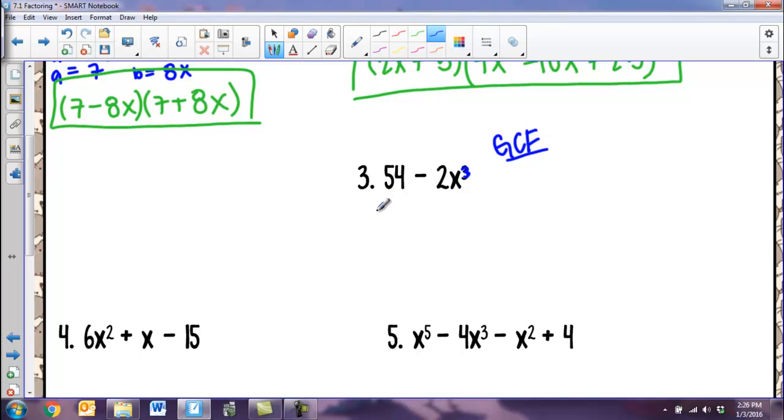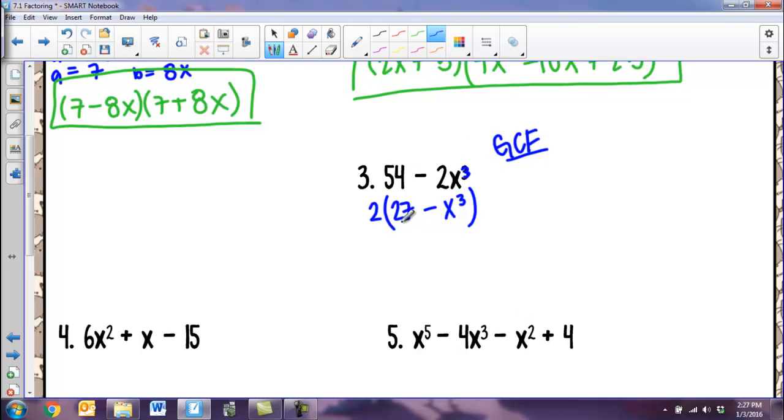Okay, so if I take out that GCF, which is 2, if I divide 54 by 2, that's 27. Divide that by 2, that's just x cubed. And now I have perfect cubes. Okay, so they're going to try to trick you like that. Make sure you always find the GCF before you start, whether it's a variable or a number.